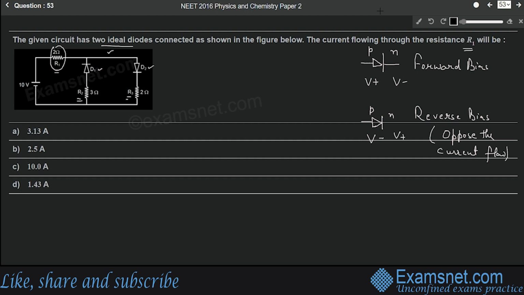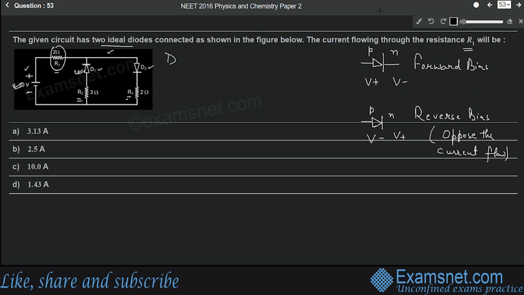So let's see, in the given diagram, the diode D1: you can see that the negative side of the diode, the straight line, is towards the positive side of the battery. This is the 10-volt battery. This is the positive side, this is the negative side. So the positive side of the battery is towards the negative side of the diode, and the negative side of the battery is towards the positive side of the diode.